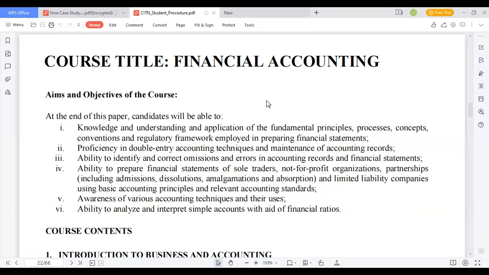So by the time that we are going for the exam, we should be competent in some of these areas. We should be very, very competent in some of these key areas.